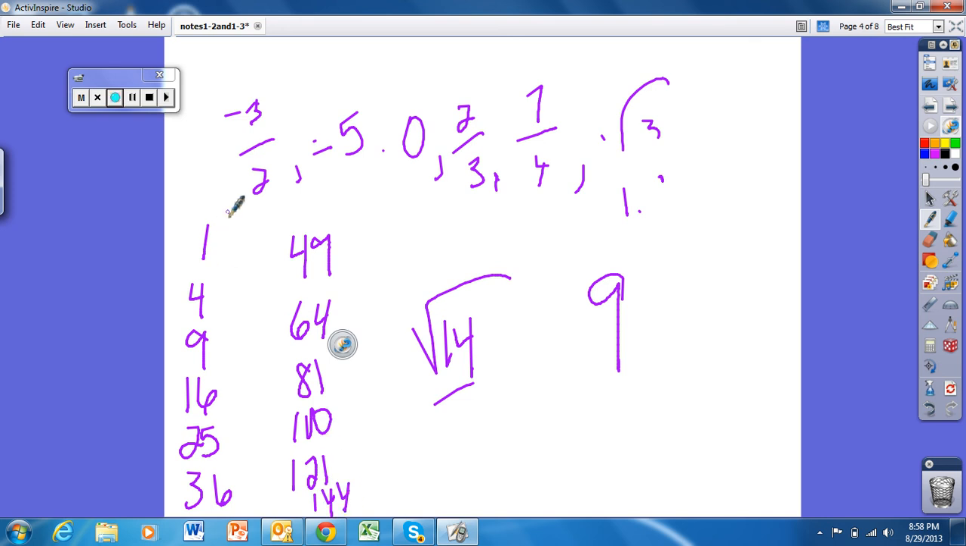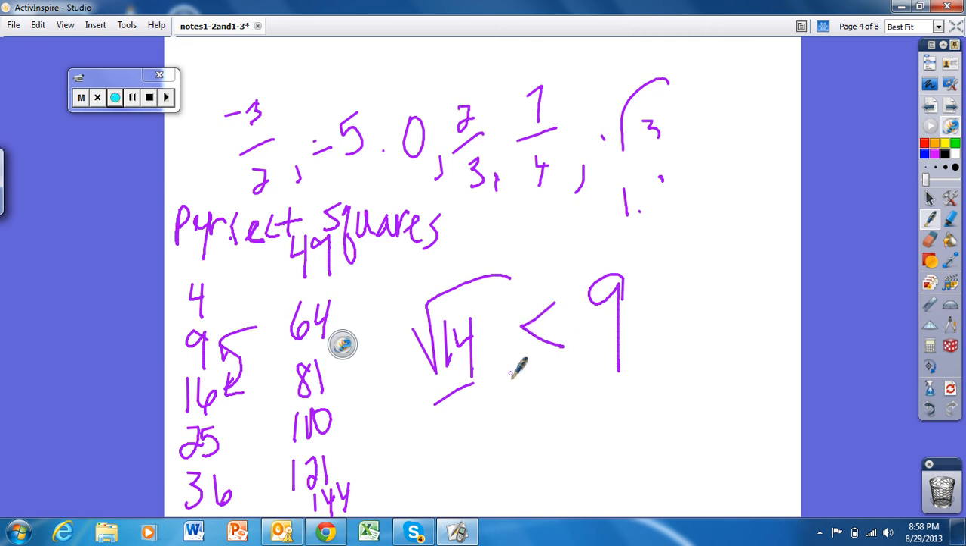Do I have a pointer on here? 1 times 1, 2 times 2, 3 times 3, 4 times 4, 5 times 5, 6 times 6, and so on. These are called perfect squares. You need to know what they are. I don't know if you have to make flashcards. Do whatever you have to do to memorize your perfect squares. So you know that 14 falls in between 9 and 16. So the square root of 14 is somewhere between 3 and 4. We don't really care where because we know it's going to be less than 9.